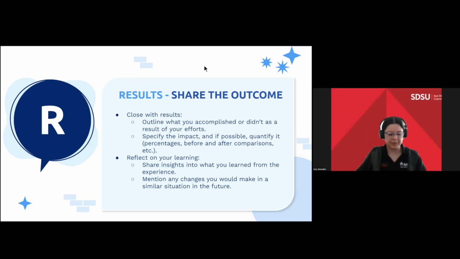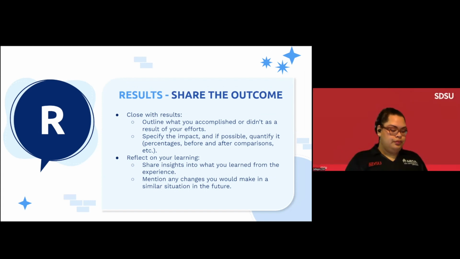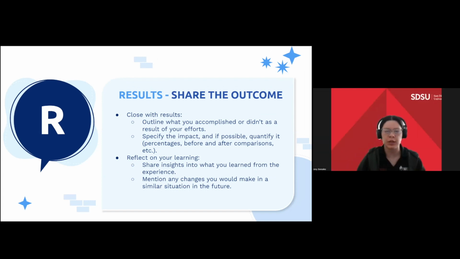All right, so the last one is results. You're sharing your outcome. You're closing, outlining what you accomplished and possibly what you didn't accomplish. You specify the impact, and if possible, quantify it with percentages or before and after comparisons. And like Milagro said, this is where you're going to be referencing your poster if you have anything on there, like pie graphs or bar graphs, and reflect on your learning. Share insights and what you learned from the experience. Mention any changes you would make in a similar situation in the future, or possibly what you would like to work on as the next step.